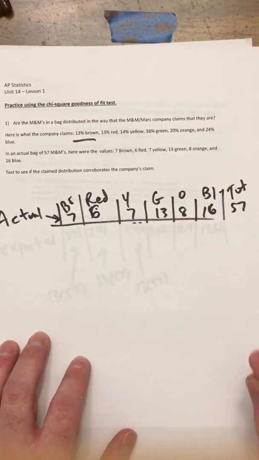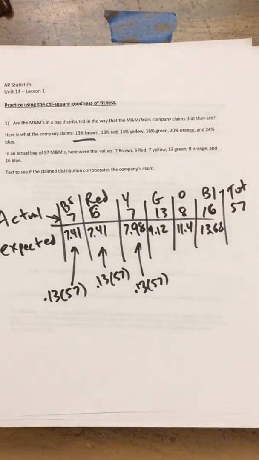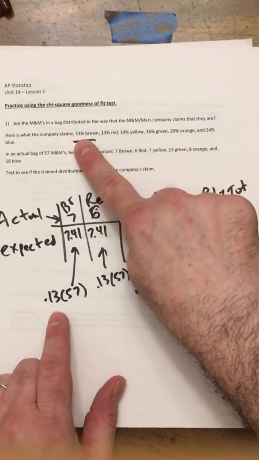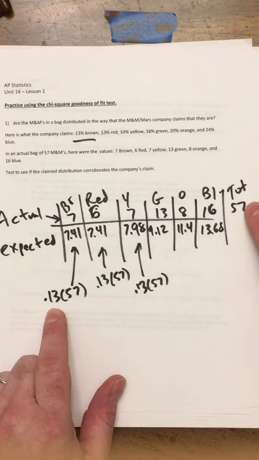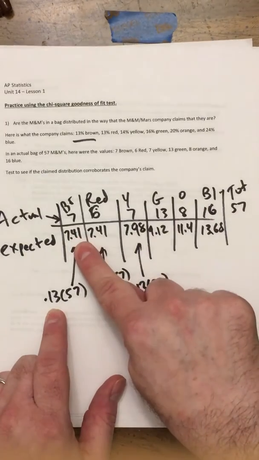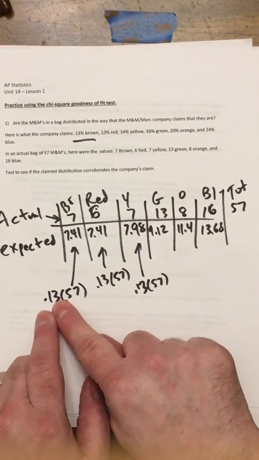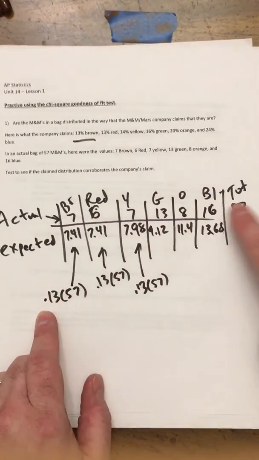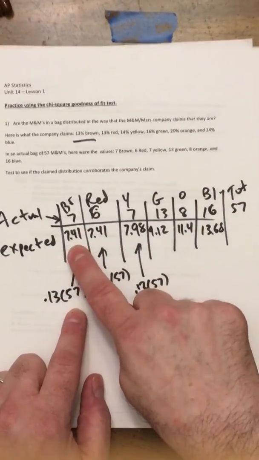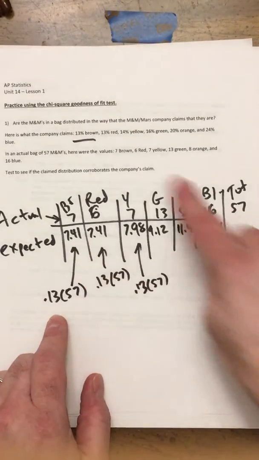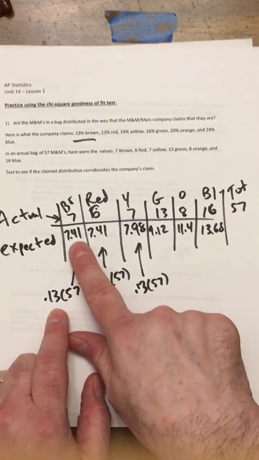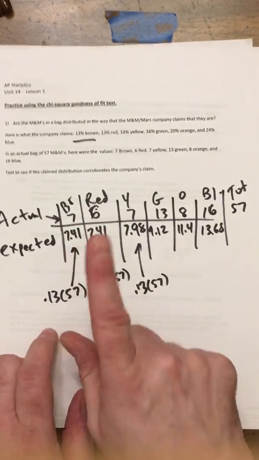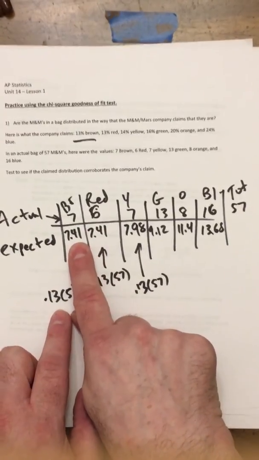So to compute the expected values, what you do is you take the percentage that they gave you, which is 13% in this particular case, multiply it by the total to get the expected value. So 13% of 57, because remember it said 13% should be brown, 13% of the total, we should get 7.41. Now, because it's percentages, we can get decimal values. That can't happen for real M&Ms, but that's their expected value. You can get decimal values for expected values.